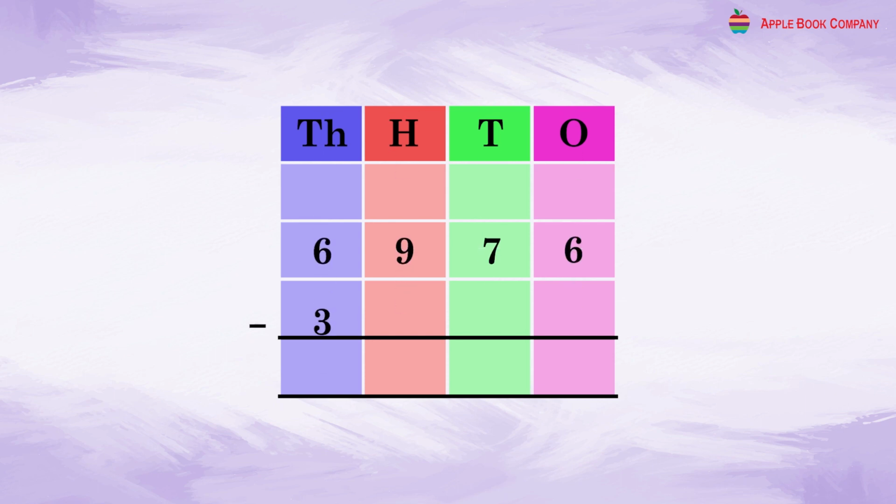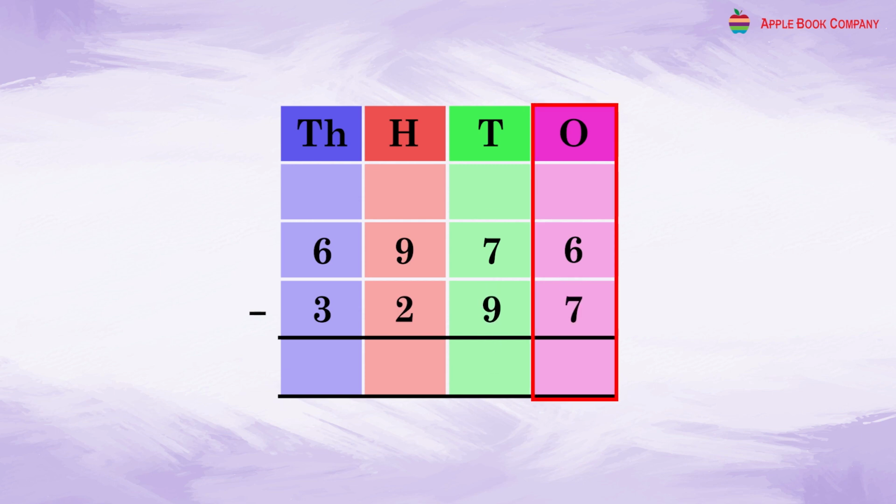6976 minus 3297. Starting from ones, 6 minus 7. Since 6 is less than 7, let's borrow 1 from tens place. So 7 becomes 6 and 6 on ones becomes 16. 16 minus 7 is 9.